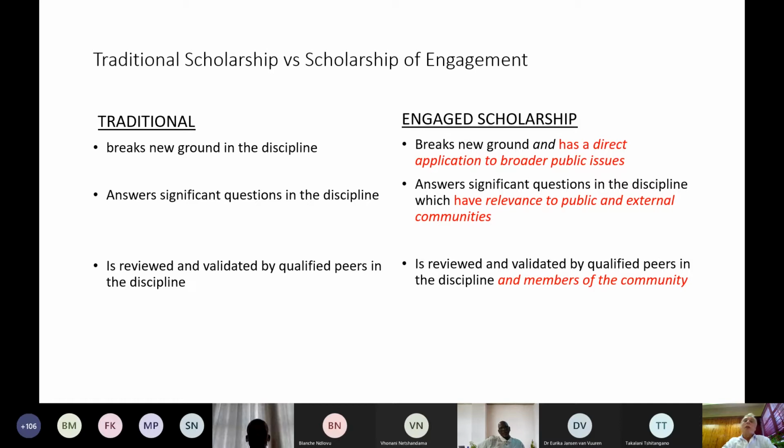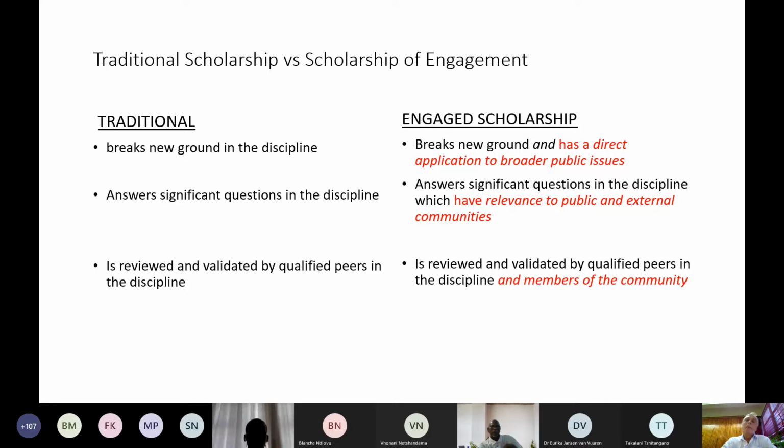It answers significant questions in the discipline, but it also has relevance to the public and the external communities, because you are doing that work in the community. It's reviewed and validated by qualified peers in the discipline. It's reviewed in the same manner and also by members of the community, who will soon let you know that, say, we don't think that what you are doing and what you are studying is of relevance to us, or we think it's of benefit to us. So you'll find that there is community input that will go into that particular area.